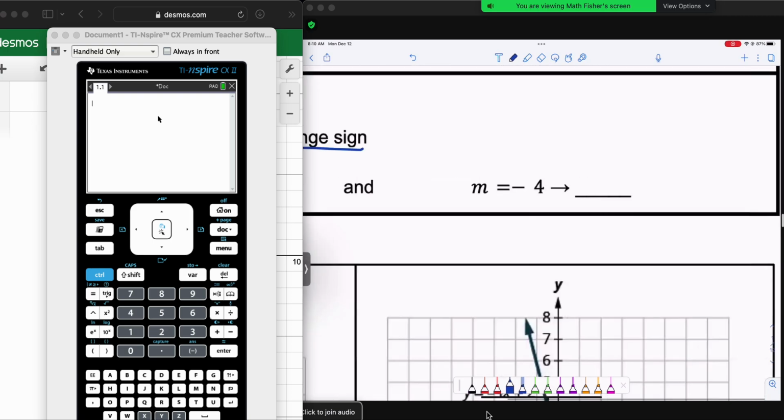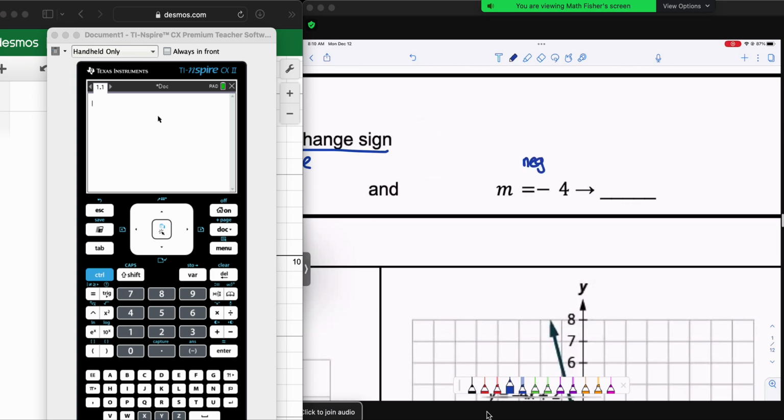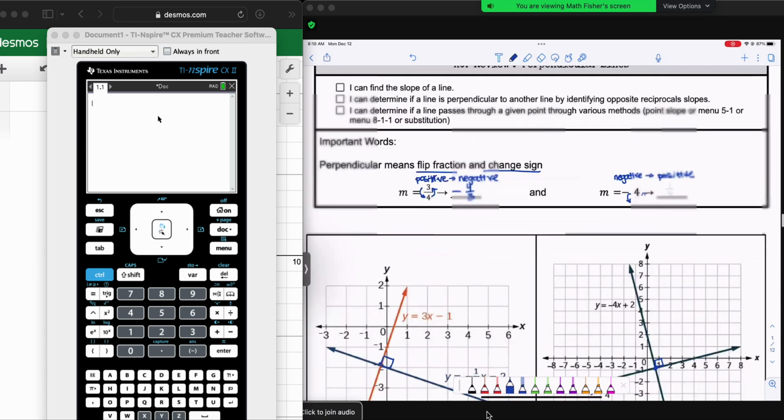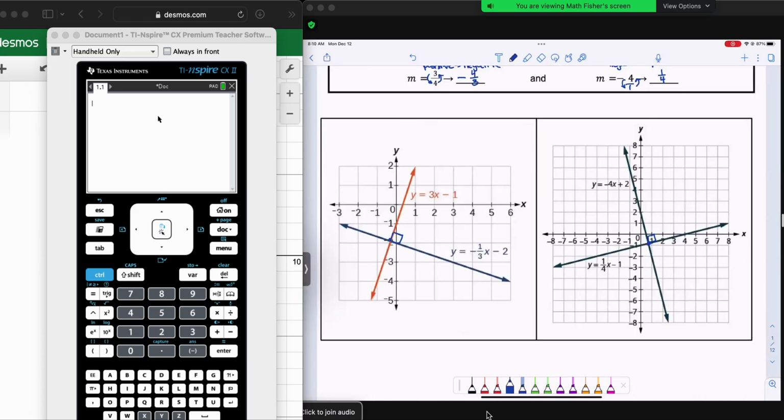Then for our next one, we have negative 4. That's a negative, and it's going to change to a positive. Whenever it's just a whole number, remember, put 1 underneath, and then you're going to flip it. So that's going to be positive 1 over 4. So you have two examples like this. You have to make the perfect square. Flip the slopes.